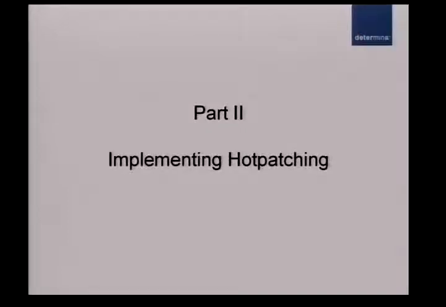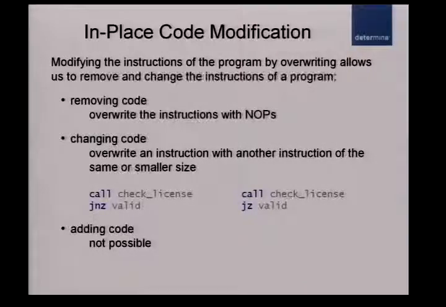So now we're going to move on to how to implement these hot patching systems. The simplest form of hot patching is to just modify the code in place. You can use this to remove code from the application by overriding its instructions with no-op instructions. You can also use it to replace some instructions with others. One limitation here is that you're limited in size. The instructions have to be of the same size or possibly smaller. You cannot add new code to the application.